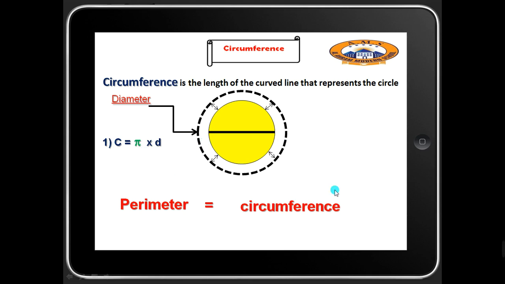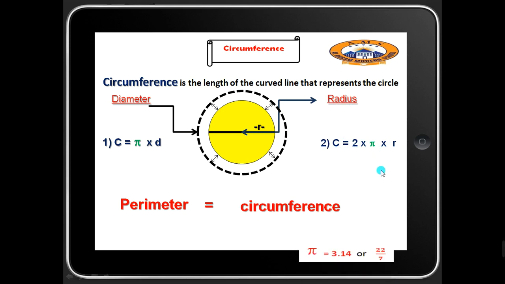And we have another rule also to calculate the circumference, if he gives you the radius length. Radius is the line segment that joins the center of the circle and one point on the circle. And remember, the diameter equals 2 times radius. So when he gives you the radius length, you can calculate the circumference by multiplying 2 times pi times r. And as we said, pi is a ratio that equals 3.14 or 22 over 7.